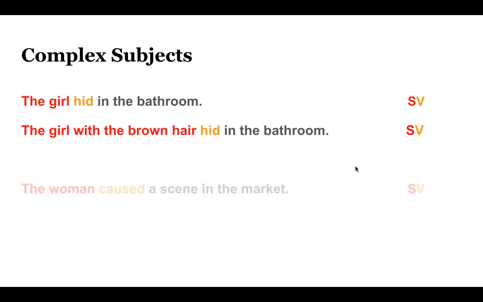Let's look at another example. A woman caused a scene in the market. Again, we have a subject and a verb. The woman caused the scene. That's what she was doing.